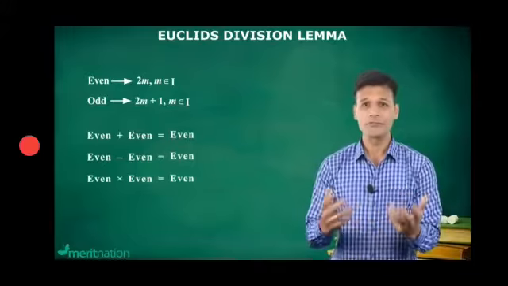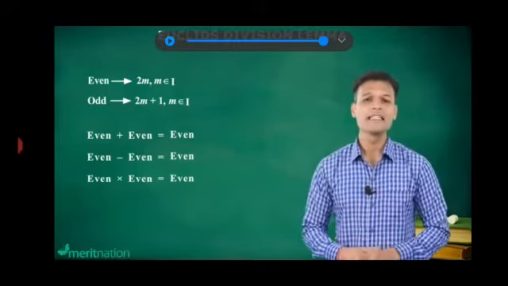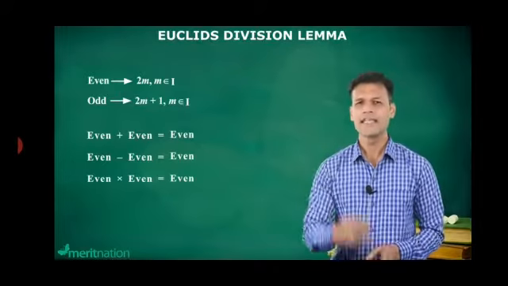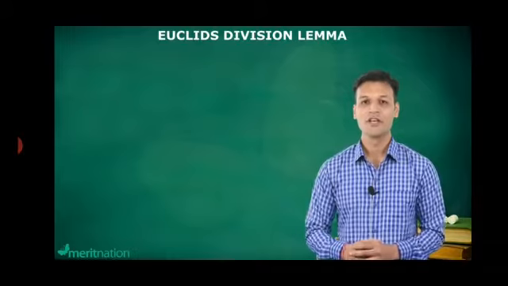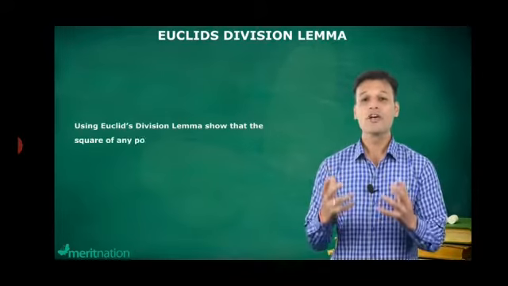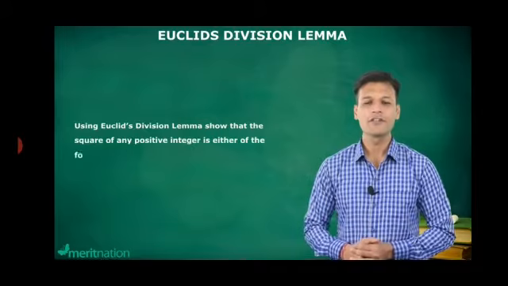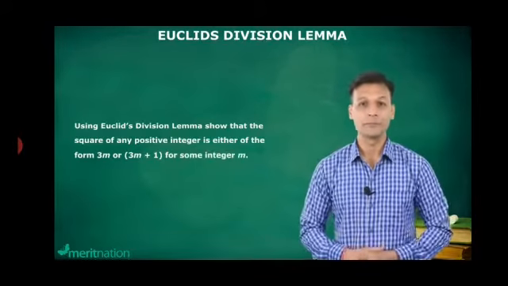You know these things and you can prove it. Though Euclid's division lemma can also be applied to prove these mathematical relationships. Let's pick one quick example on that. Let's talk about this. Using Euclid's division lemma, prove that square of any positive integer will be of the form 3m or 3m plus 1 for some integer m.